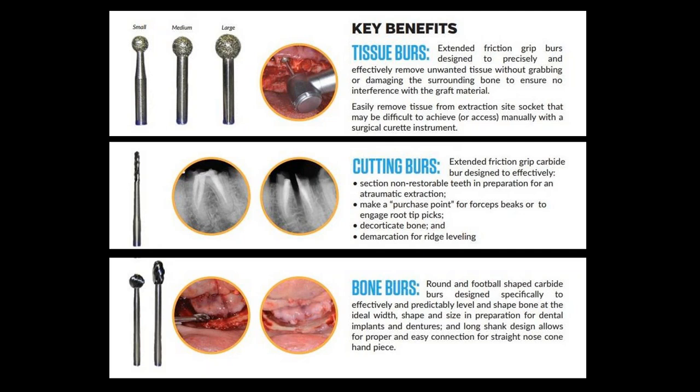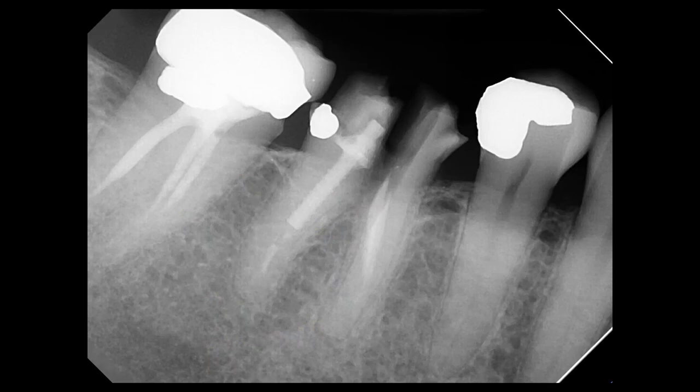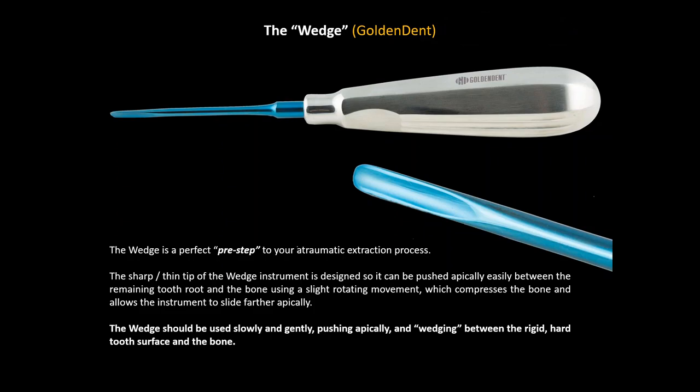We'll take an x-ray to confirm that we've bisected this root into two pieces, ideally. And so here we can see the follow-up x-ray that utilizing this burr, we're actually able to go through all the way. And then at that point, we'll use something like the wedge. The wedge is an instrument that is great as a pre-step to your atraumatic extraction process, especially if the teeth are in D1 or D2 type bone.